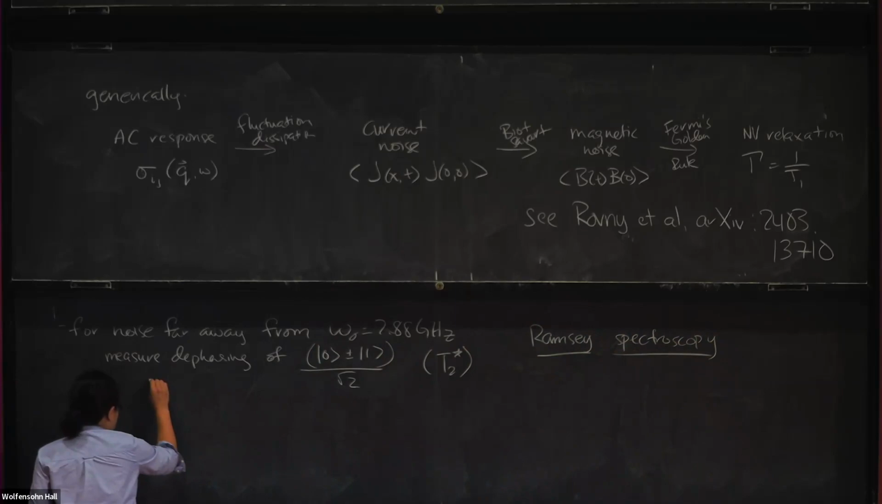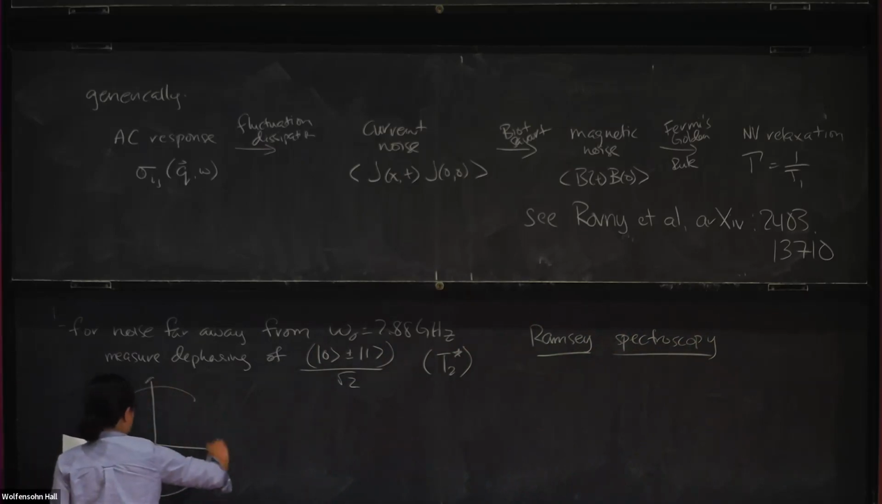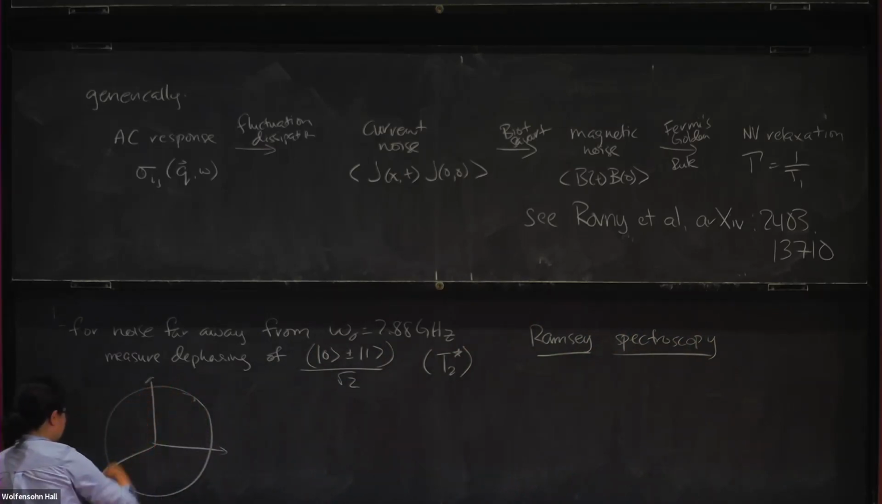So on my Bloch sphere, what this is going to look like. I've never really gotten good at circles on boards. Doug Osheroff can draw a perfect one. Has anyone seen this? It's amazing. Okay.